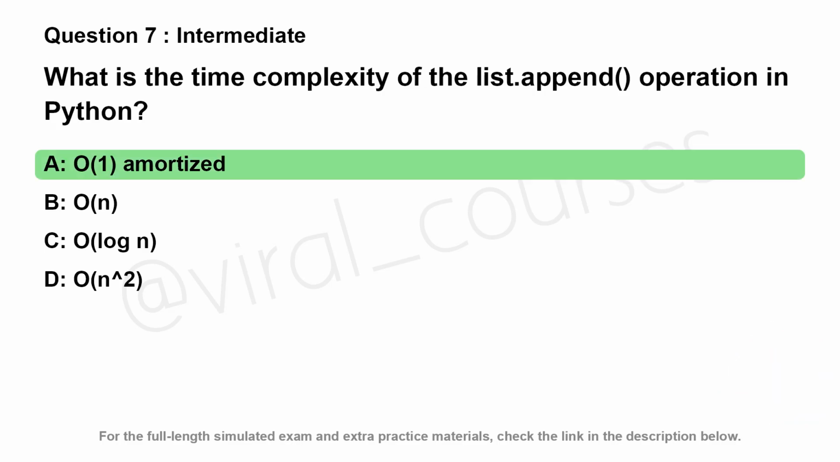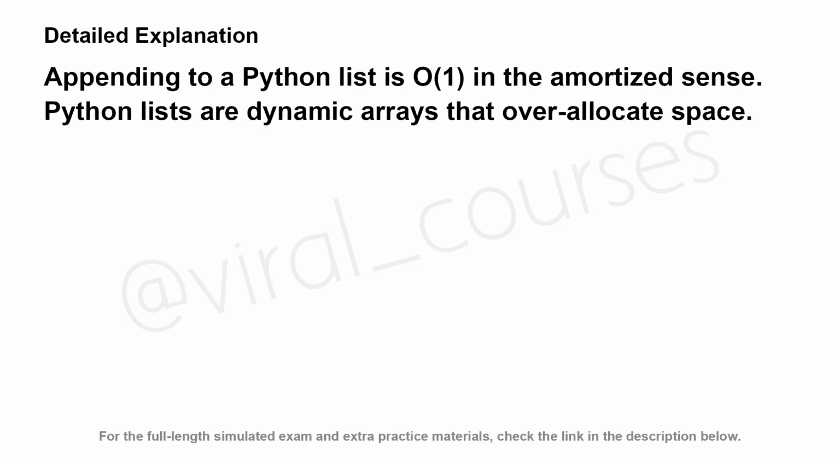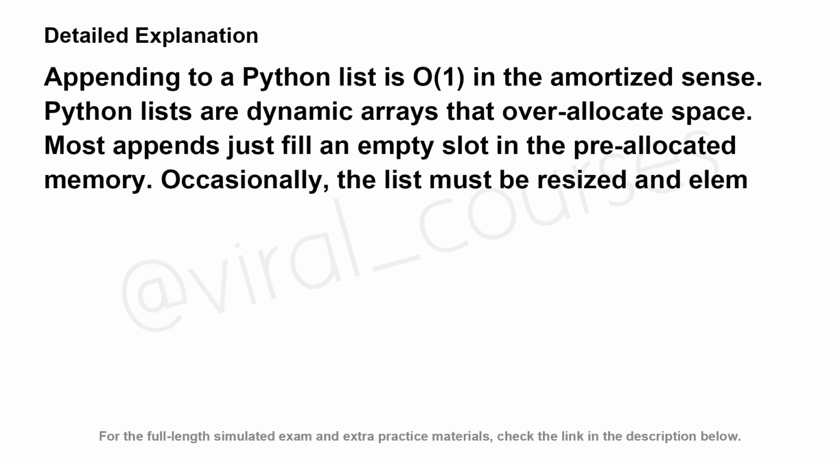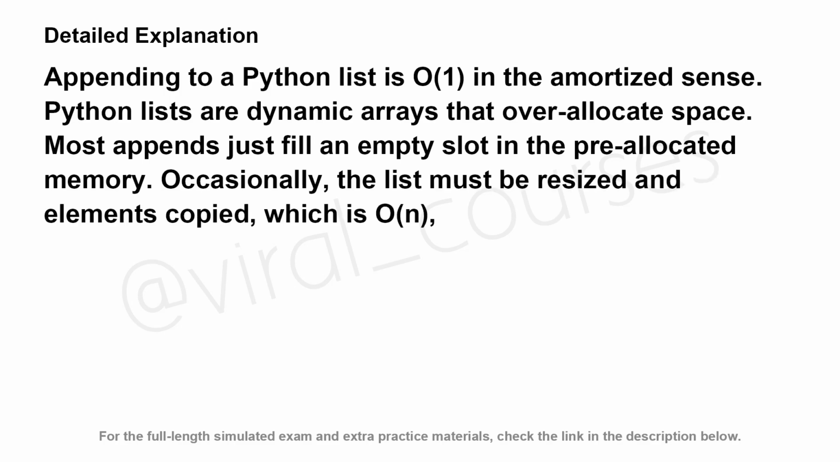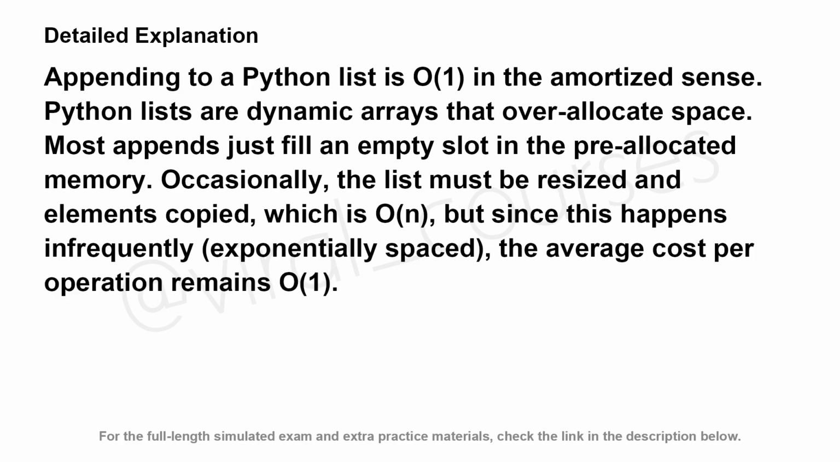The correct answer is A. Appending to a Python list is O(1) in the amortized sense. Python lists are dynamic arrays that overallocate space. Most appends just fill an empty slot in the pre-allocated memory. Occasionally, the list must be resized and elements copied, which is O(n). But since this happens infrequently, exponentially spaced, the average cost per operation remains O(1).